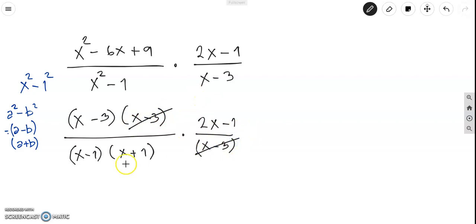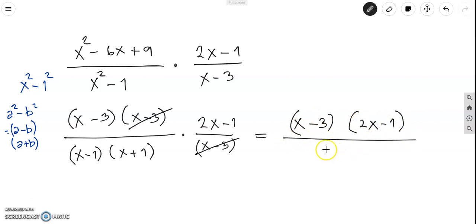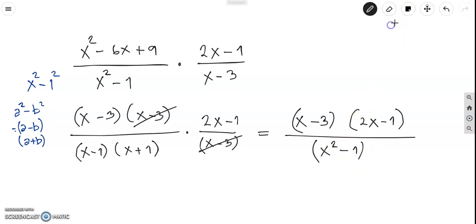When we simplify this expression, the x minus 3 cancels with x minus 3, so there is no remaining factor. Therefore, your answer will become x minus 3 times 2x minus 1 over x squared minus 1. Okay, so this will be your final answer. Next problem.